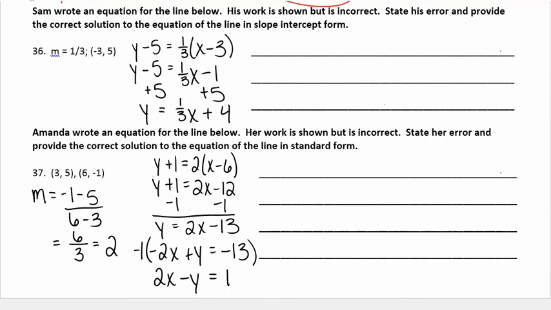So if we look at 36, if I were to plug this in, I'm noticing that this 3 right here is negative, so it should have been a positive 3 in the point slope form. So y minus 5 equals 1/3 times x plus 3. That's going to change that to a positive 1, and it's going to change this plus 4 to a plus 6. So if you state the error, he should have been subtracting a negative 3 in the point slope form to give him plus 3, and then how that changes the answer.